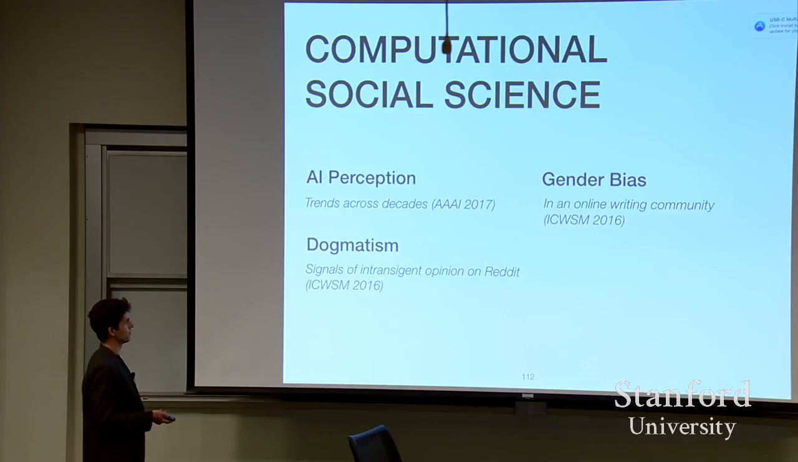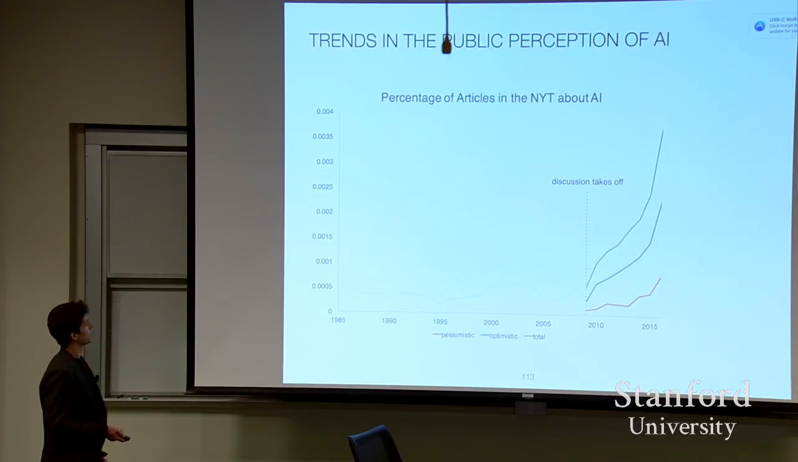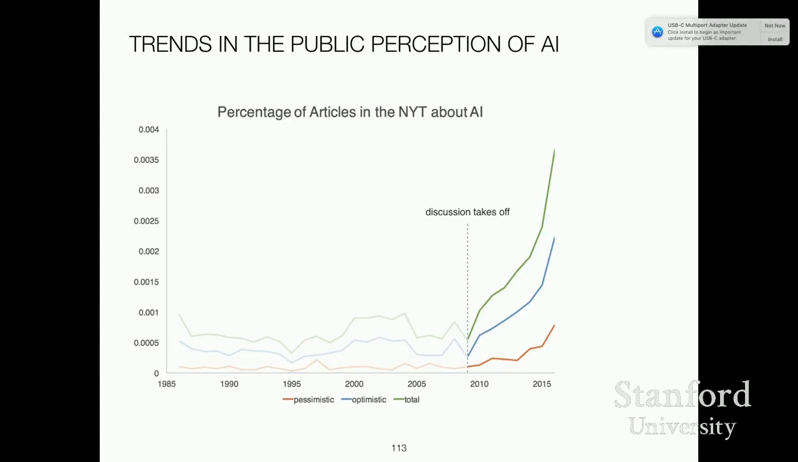And so just to give you an example of how some of this stuff works, here's a graph from the Trends in the Public Perception of AI paper. You can see that in 2009, we just had this huge uplift in discussion around AI. On the y-axis here, we have the percentage of all articles in the news that are discussing AI.